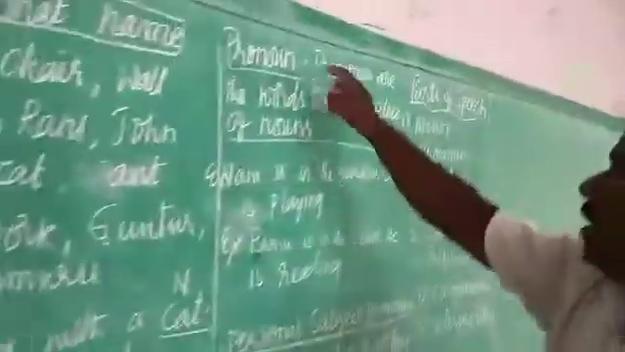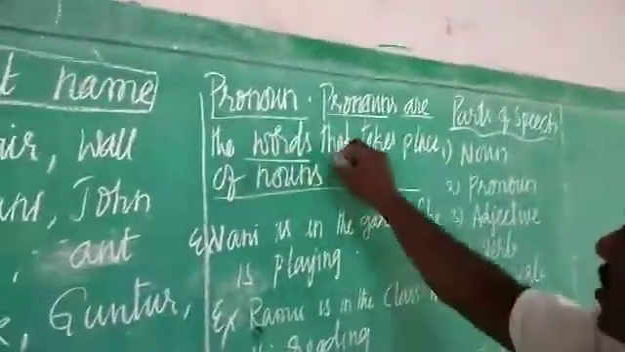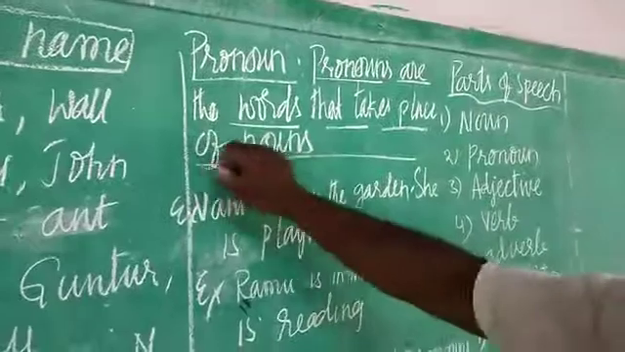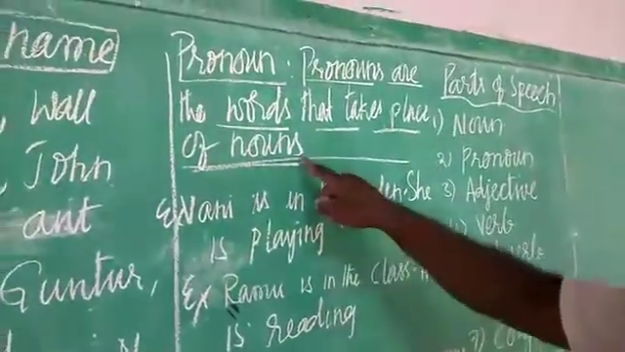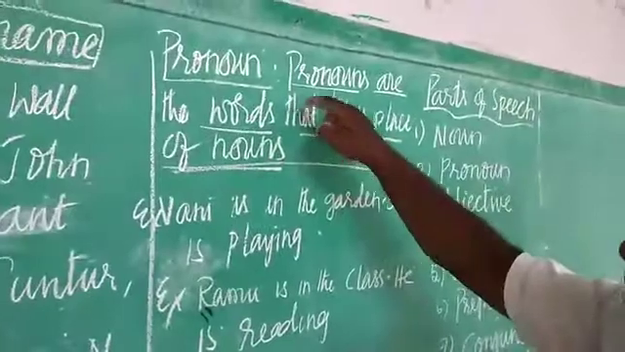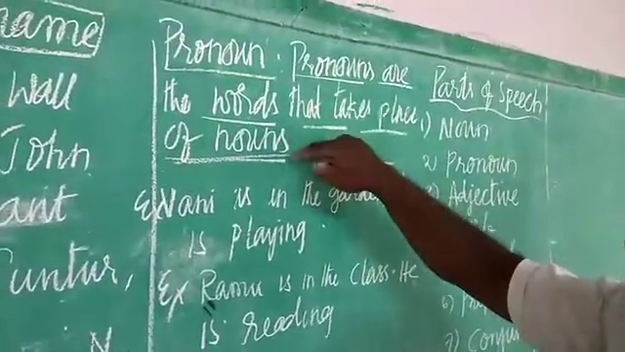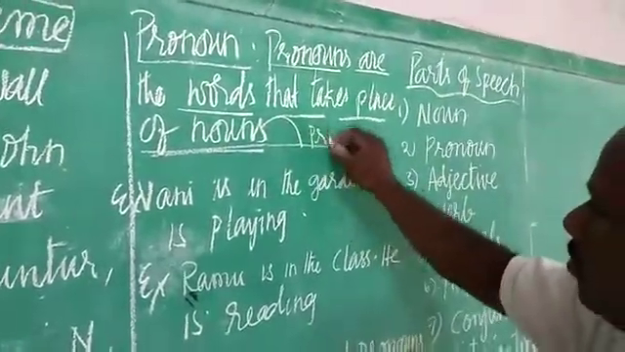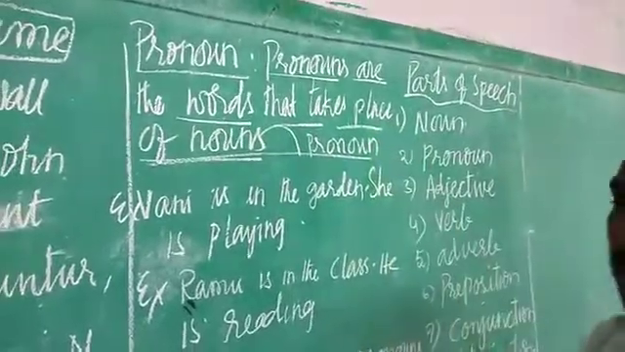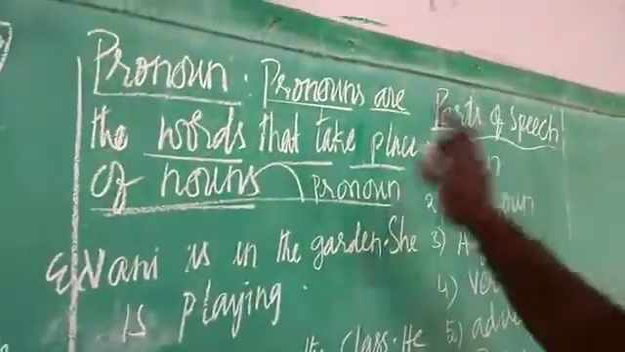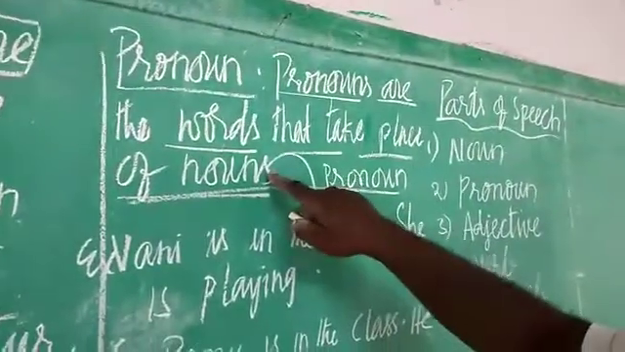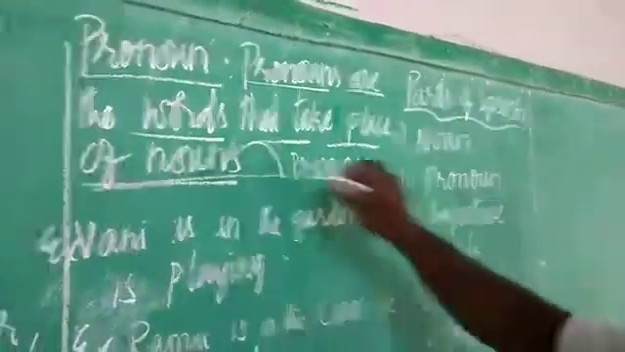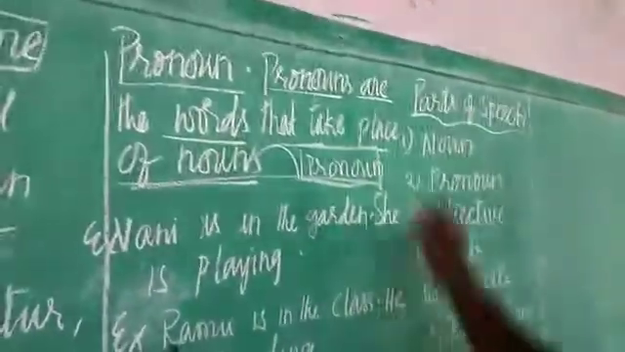Pronouns are the words that take the place of the noun. Here, children, sometimes we don't repeat the noun. In the place of the noun, we take a pronoun, children. Pronouns are used in the place of a noun. If you want to repeat the noun, it won't be good. So in the place of them, we take pronouns here, children.